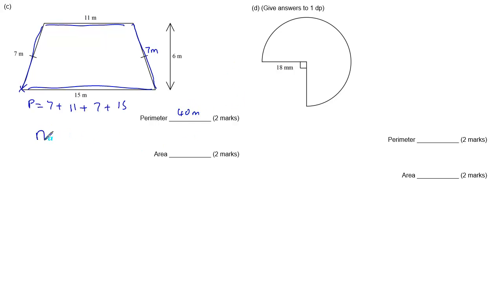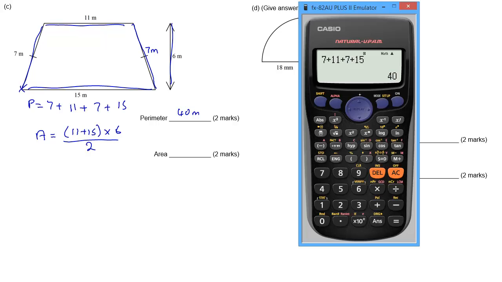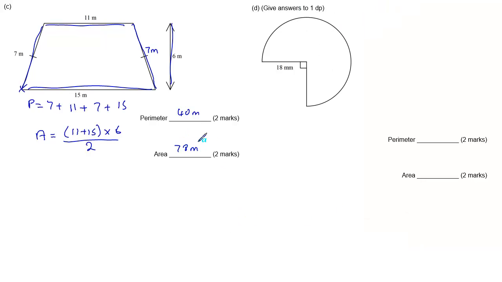Now for a trapezium, the area, what we do is we add the parallel sides. So that's the 11 and the 15. We multiply that by the height, which remember is this 6, not the 7, and then we divide by 2. So we have 11 add 15 multiplied by 6 divided by 2, that gives us 78 metres squared.